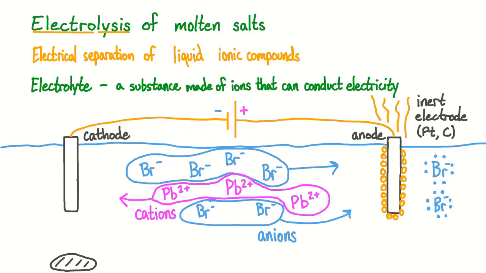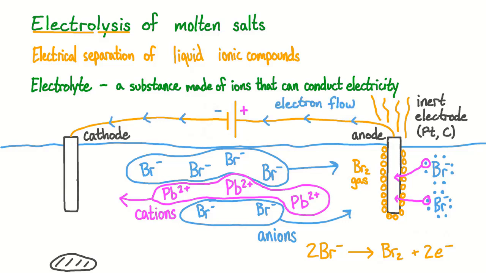Well, the bromide ions gather at the anode. At the anode, each bromide ion donates an electron. A pair of bromide ions can donate their electrons and then come together to form a bromine gas molecule. That brownish gas that we see is bromine gas. The half reaction for this process is two bromide ions produce a Br2 gas molecule and two electrons. The electrons donated by the bromide ions flow through the wire to the cathode.